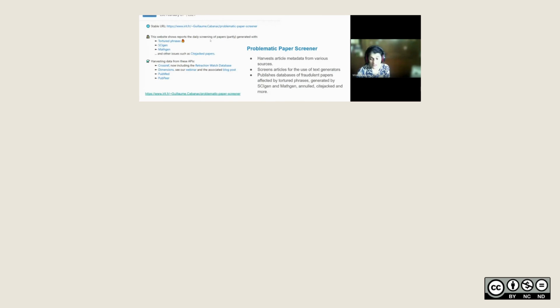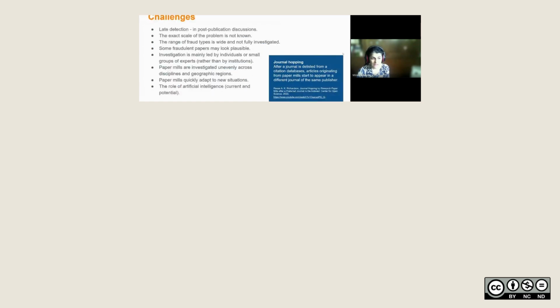So if you, for example, come across those strange terms, there is a high probability that you are dealing with a paper mill. And Cabanac developed a tool that is used by some commercial publishers. Also, it's very interesting. I won't explain it in detail, but there are several public databases of papers that are generated by text generators, or that are actually annulled, withdrawn, retracted, etc. So you can find this on this website.